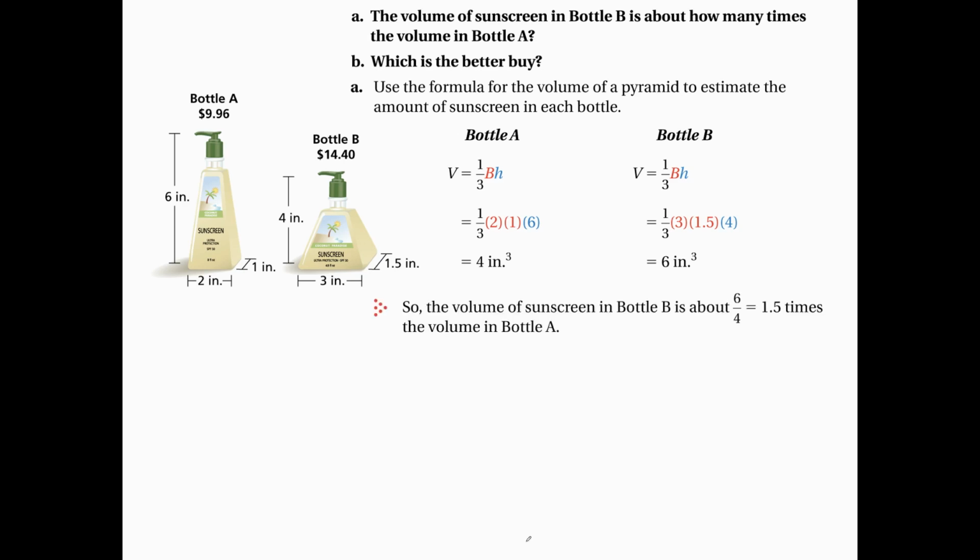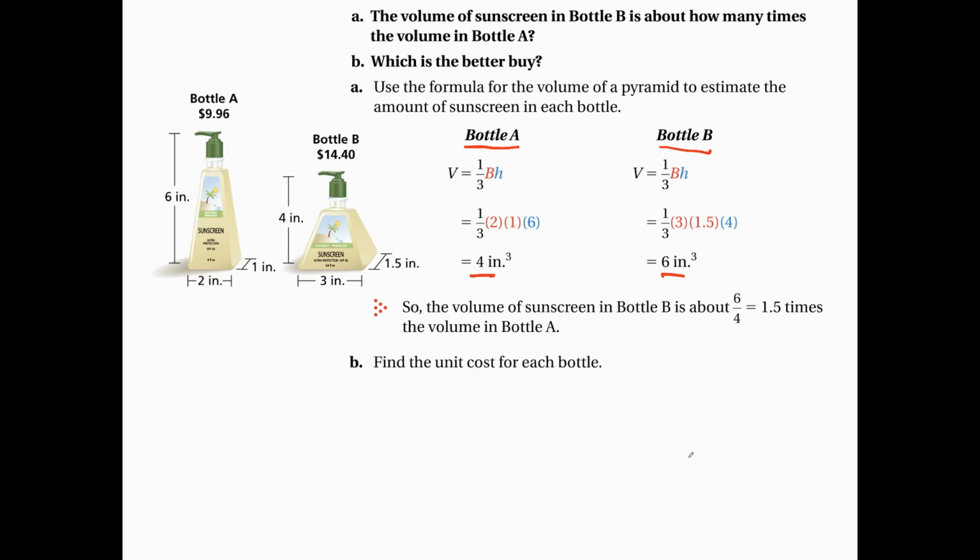All right. So notice what I did. I took the 6 and divided it by 4 because I wanted to know how many times bigger this bottle was than this one, or larger. And so the volume of sunscreen in bottle B is about 1.5 times the volume in bottle A. So let's figure out which one is the better buy.